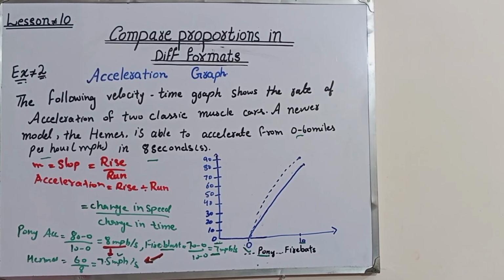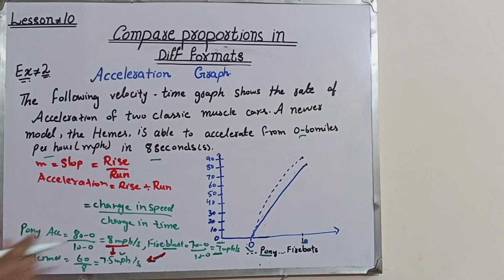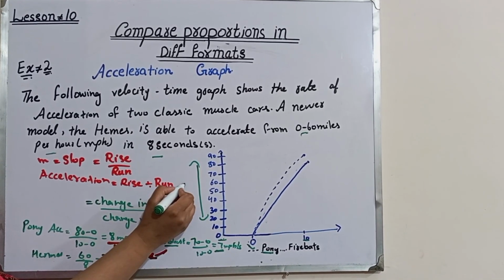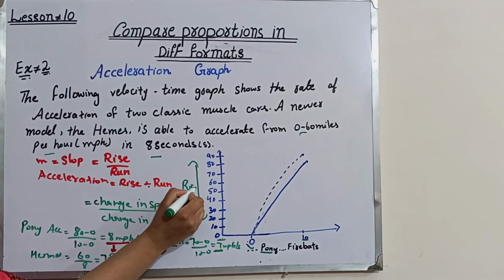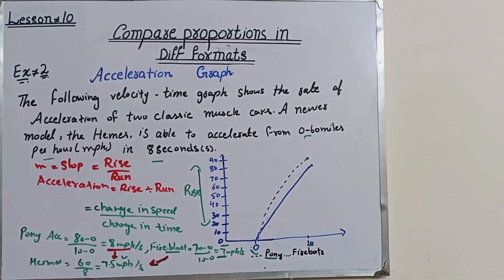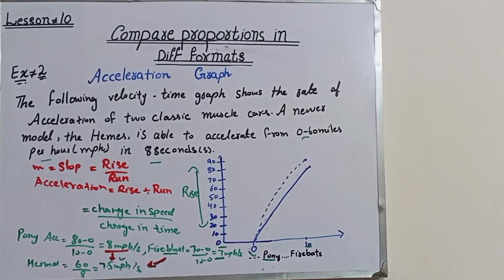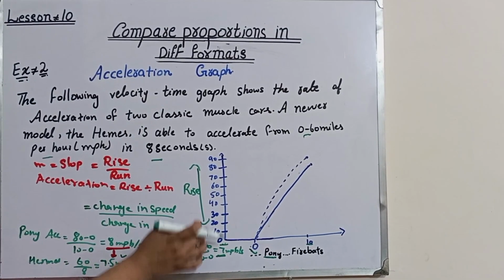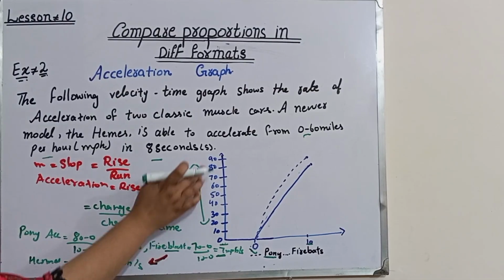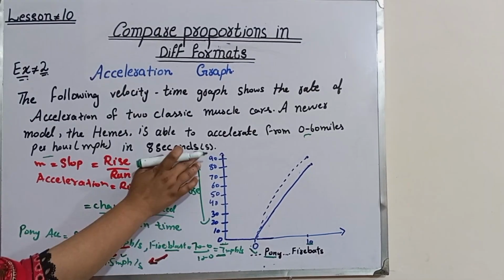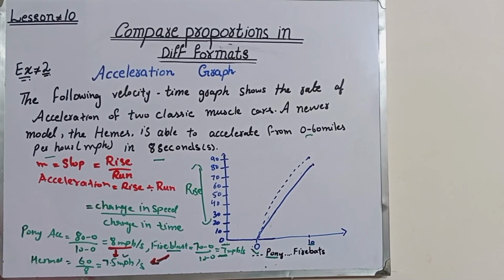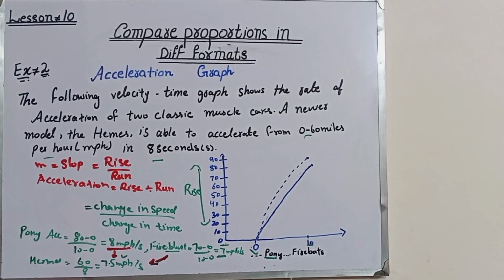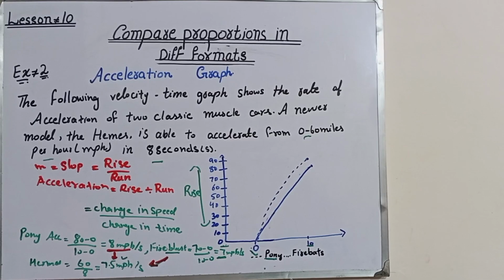Rise means how much something goes up or down. This is a rise. It's a vertical change, up and down movement. For example, the speed changes from 0 to 60. In the Pony, 0 to 80. In the Fireblast, 0 to 70. In the Hummus, 0 to 60. This is the rise. So, rise is always the final value minus the starting value, the up and down change.